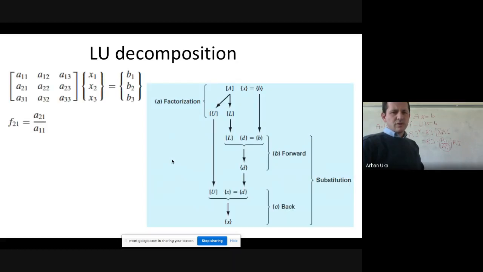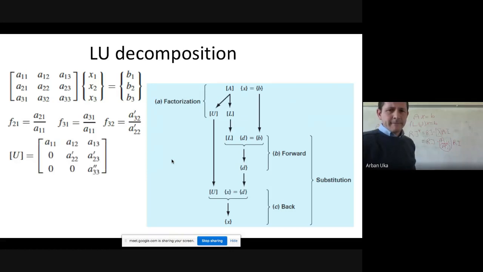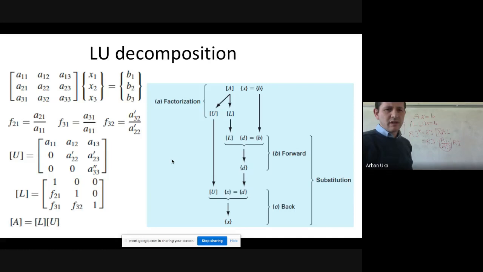So LU decomposition, this is how the F, so what is F in this slide is the lambda that I wrote on the board. Let's move fast here. This would be the upper triangular matrix. This F or these lambdas that we find, they would be written in the lower part of the L matrix, the lower triangular matrix.